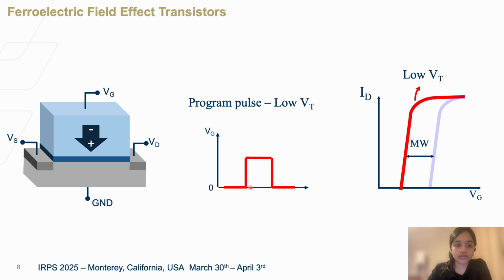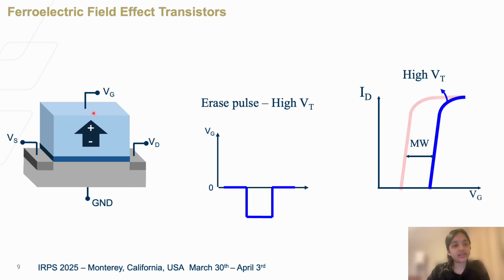If we apply a positive program pulse to the gate of this device, the polarization will point downwards, meaning the positive polarization charges are close to the channel, making the channel easier to invert. That gives us the low VT state. Now, if we apply a negative erase pulse to the gate of this device, the polarization now points upwards, meaning the negative polarization charges are close to the channel, making it harder to invert the surface. That gives us the high VT state. Between the high VT and low VT state is what we call the memory window.